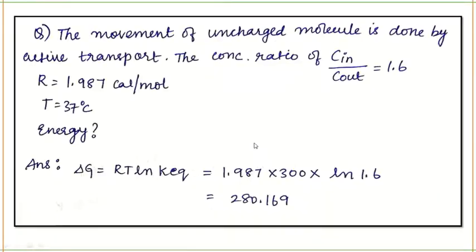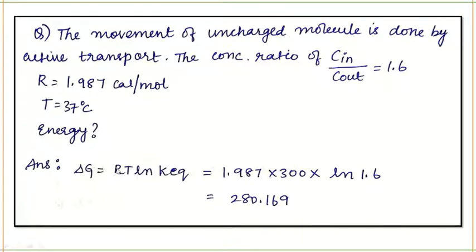Okay, next question. The movement of uncharged molecules is done by active transport. So the concentration ratio, that is C in by C out, is 1.6. They've given you R value, T value. They are asking for energy, that is delta G. Delta G is equal to RT ln K equilibrium. K equilibrium is nothing but C in by C out.